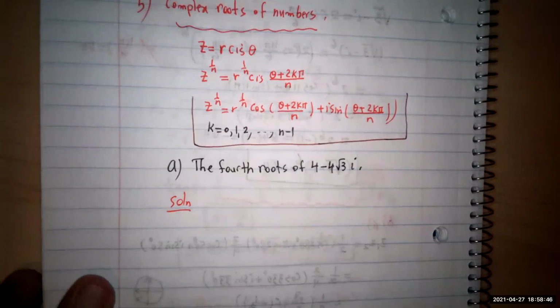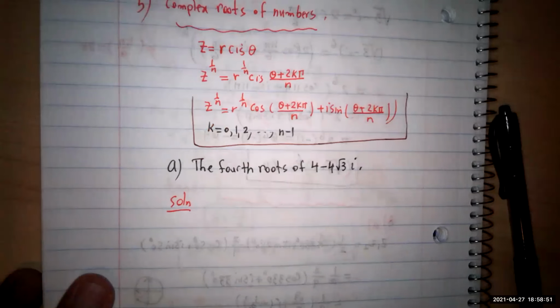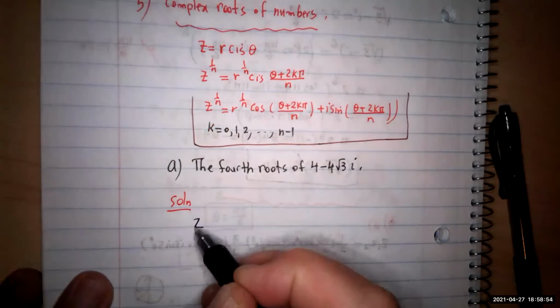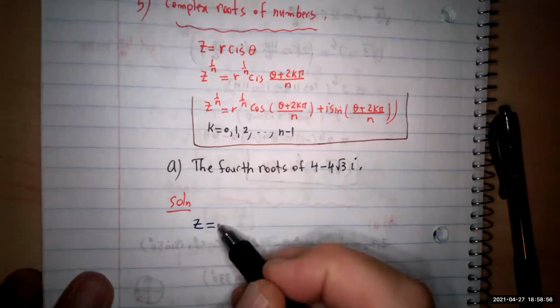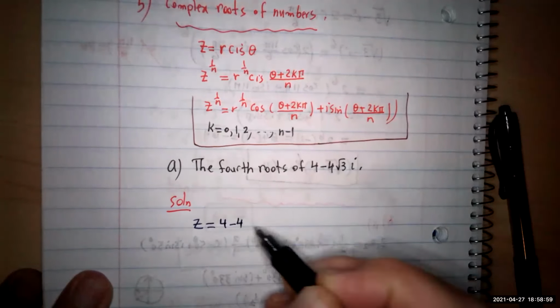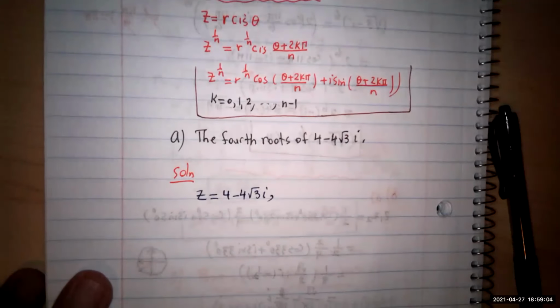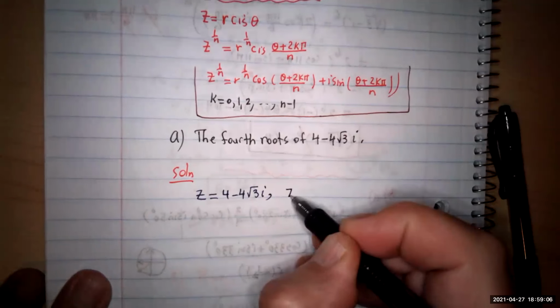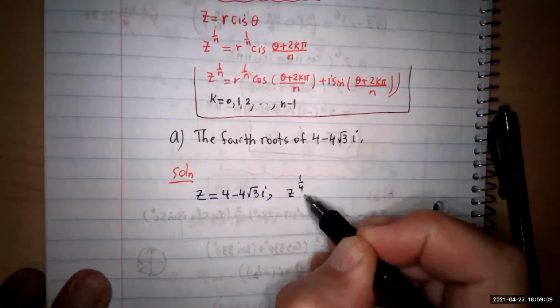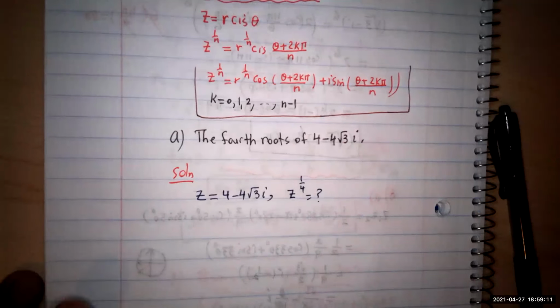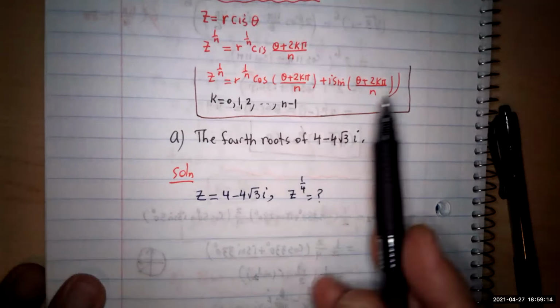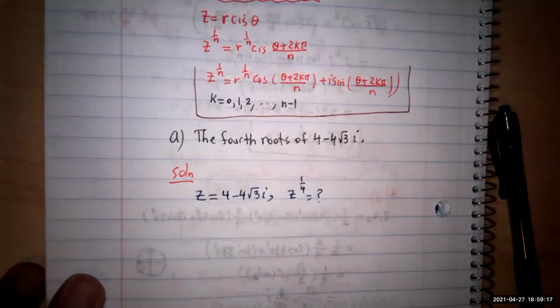So in this case, n is equal to 4. You pick your z, so z is equal to 4 minus 4 radical 3 i, and you are interested in z to a quarter, the 4th root of z. Now you know it. You have to find the r and the theta, then form your formula and list your solutions. Any questions?